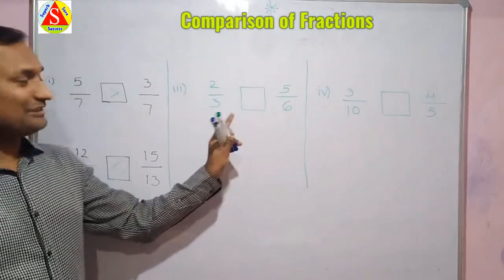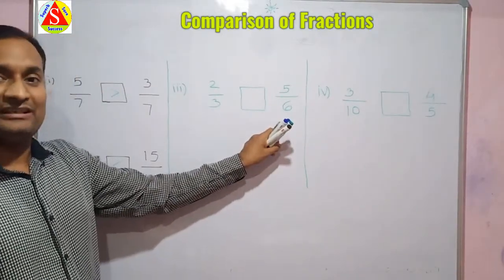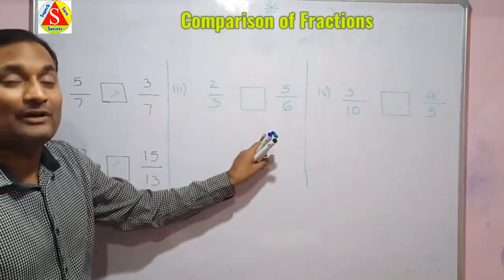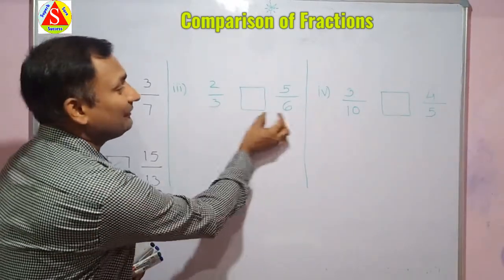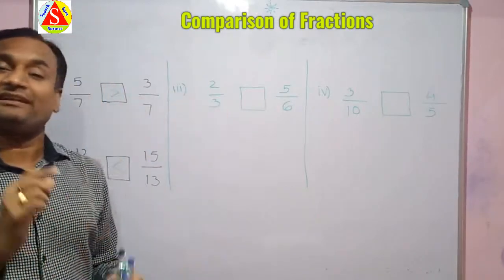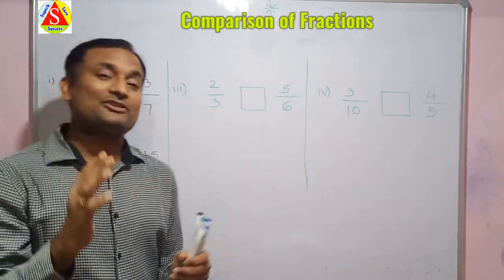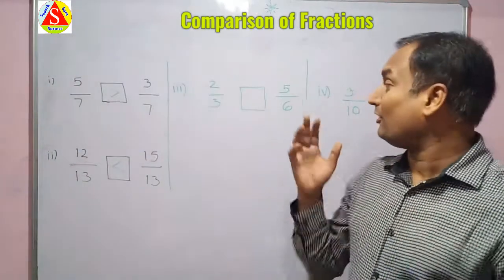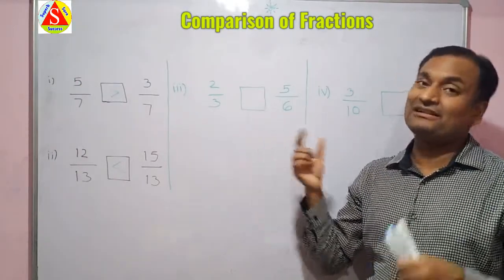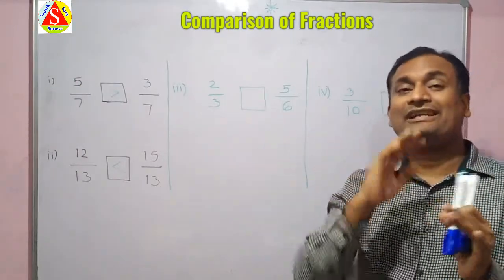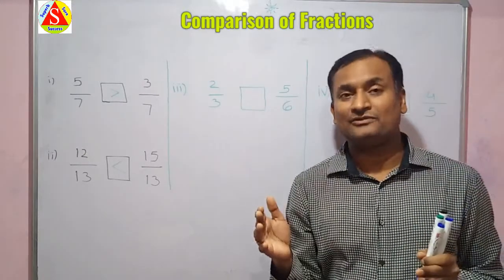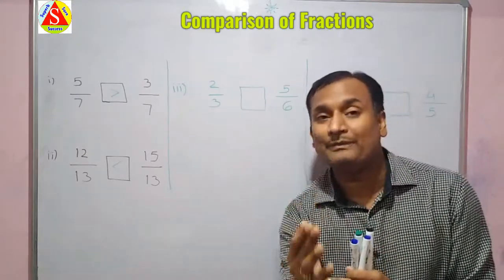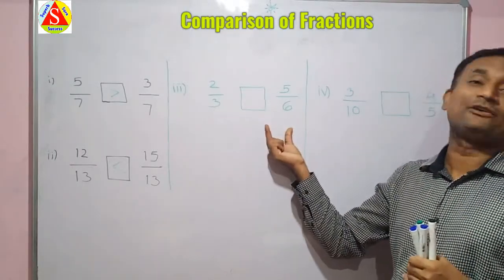If you see this question, this is an example of unlike fractions, because here we have different denominator terms. So dear students, for comparison of unlike fractional terms, first of all we have to convert them into like fraction terms, or we have to make the denominators equal.